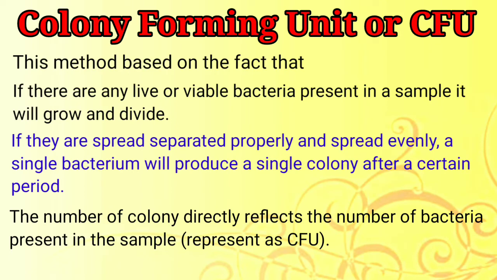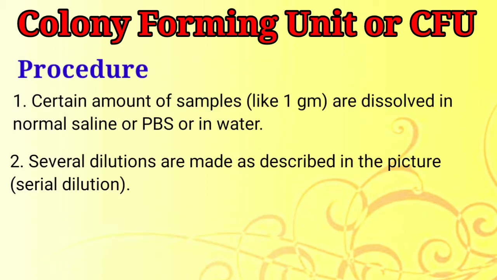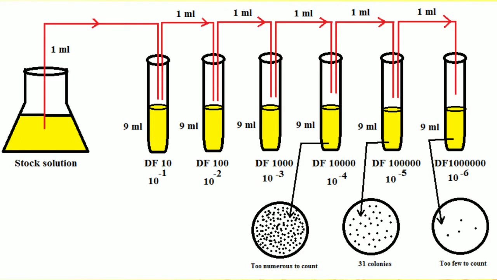In this technique, the number of viable bacteria per ml in culture is defined as the number of colony-forming units per ml. A colony-forming unit represents a bacterium capable of producing a colony or clumps of cells on the surface of agar medium. Here samples are dissolved in normal saline or in phosphate buffer or sometimes in water to make several dilutions in this way.